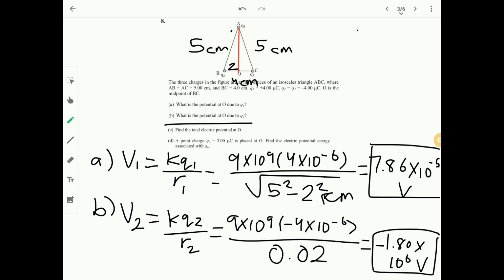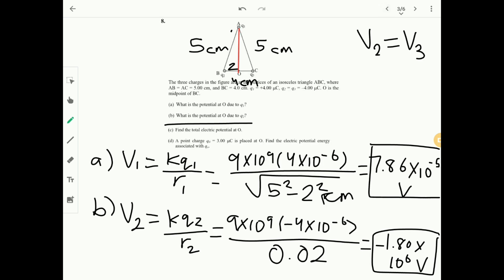Can anyone tell me something special? V2, or the electric potential at O due to Q2, is equal to V3. Why? Because same distance, K is constant and the charges are the same. So this will be very important when we come to part C.